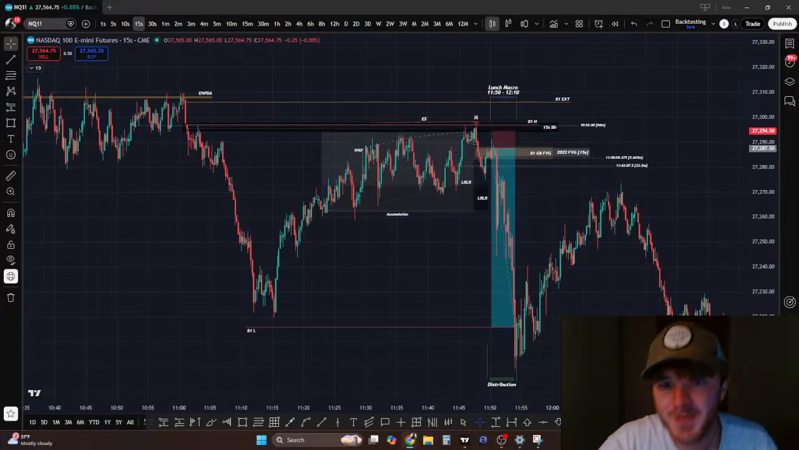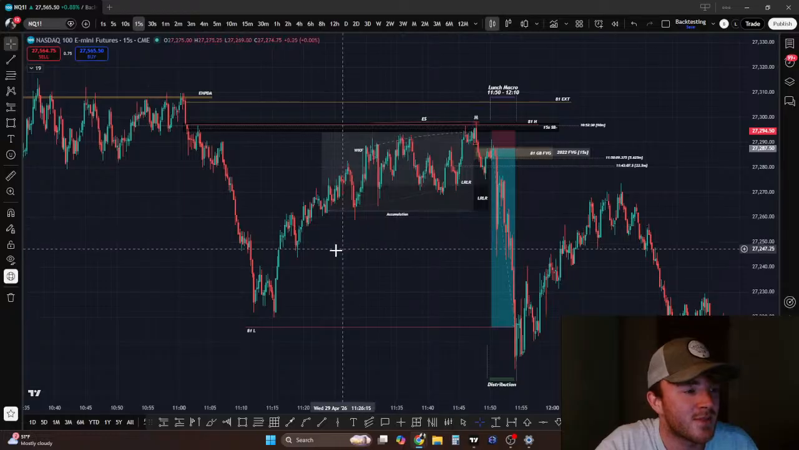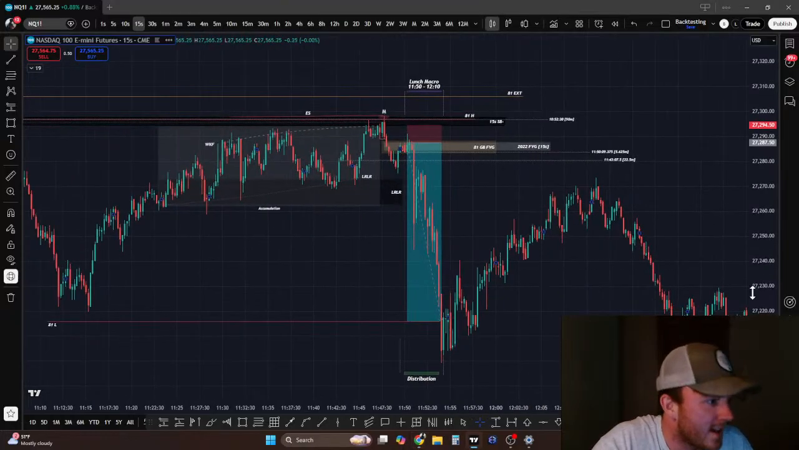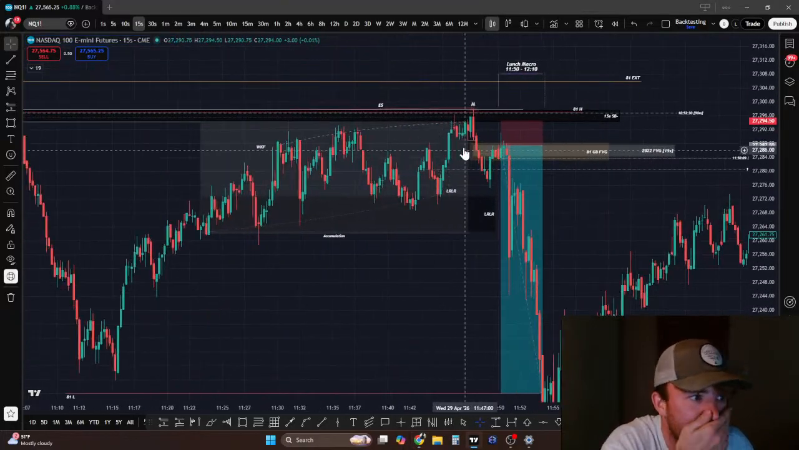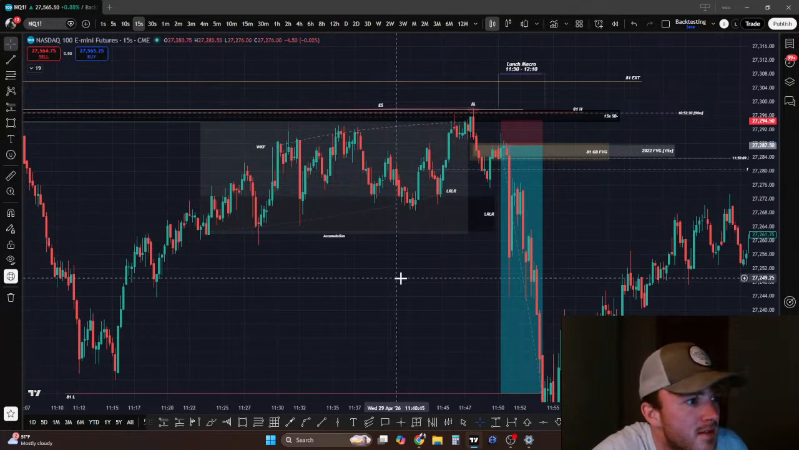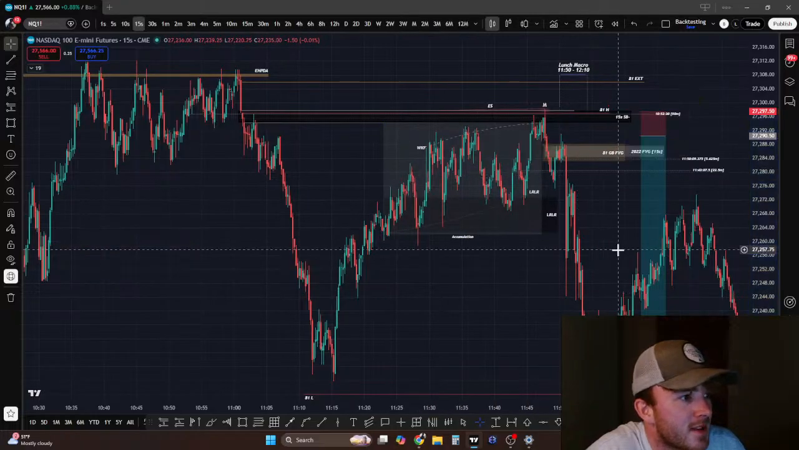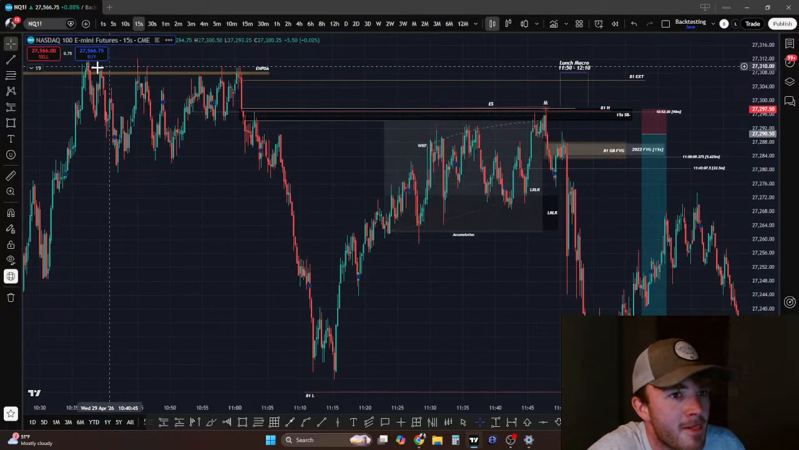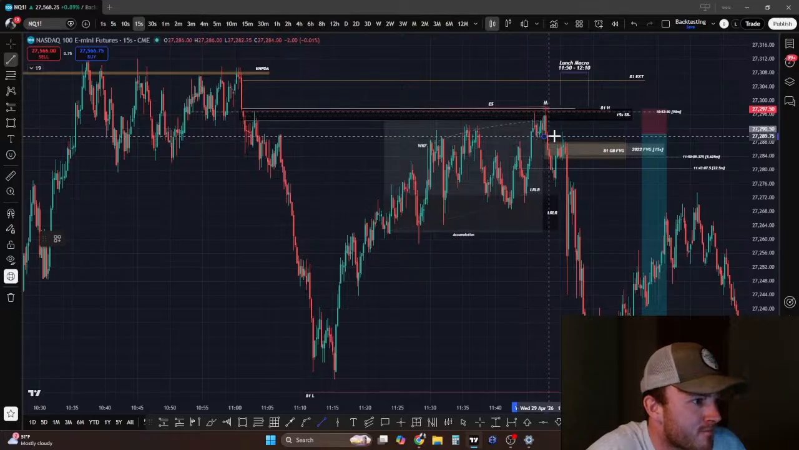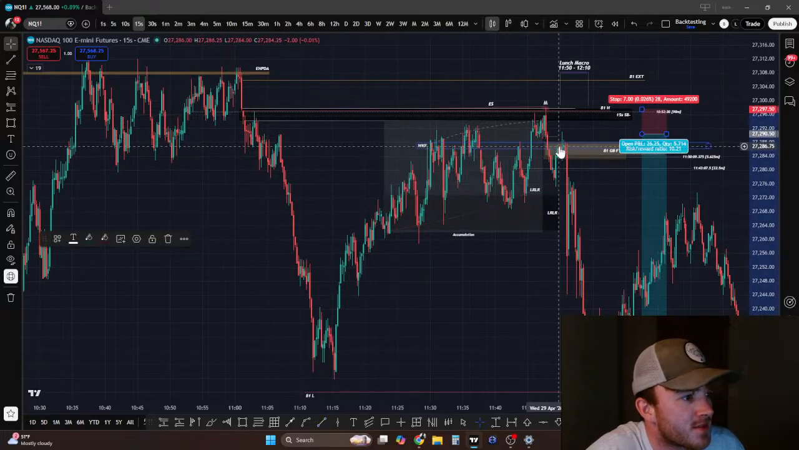Alright, we're gonna move on. I said I was gonna move on. I do want to take a look at the outside bar here. Off the suspension block. We even retested it too. Oh, and I was going to look and see if there was absorption from a whale.